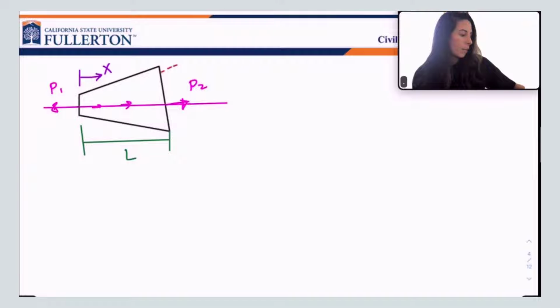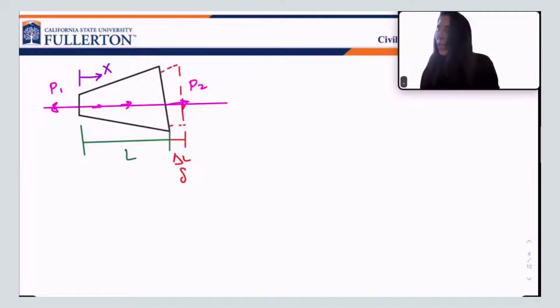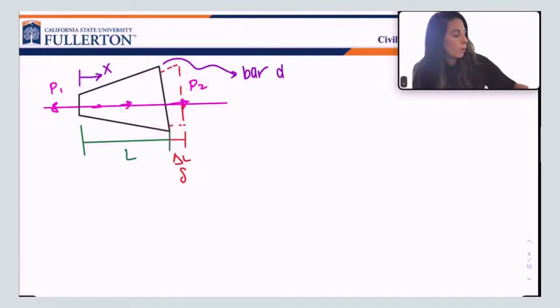If I were to pull on this bar, let's say we have some deformation that occurs. This bar, as we're pulling, stretches like this. And this deformation we're going to call delta L, or we can also call this little delta, lowercase delta, like this. Now, we're going to say that this bar deforms uniformly.